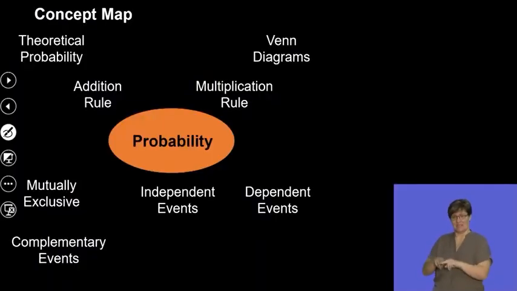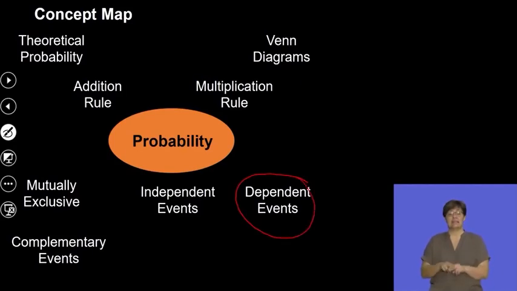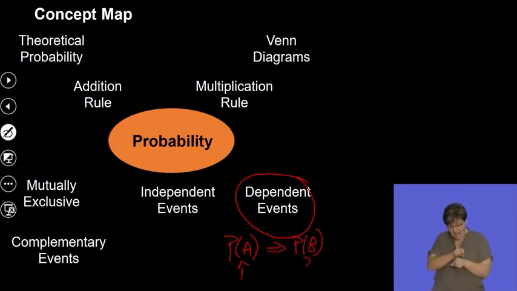So on our concept map, remember that dependent events are those that are influenced. So the probability of A is in fact going to influence the probability of B. They are related. There's going to be a change. Because of this one, that one is going to change. Whereas with independent events, there is no relationship between the probability of B and the probability of A.